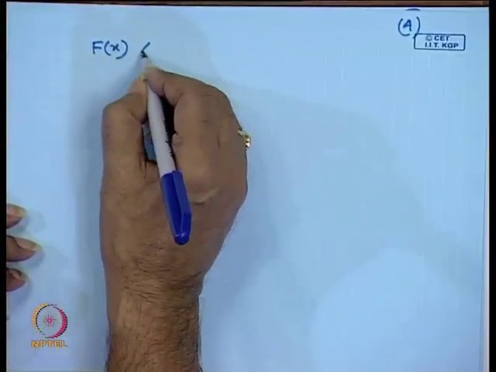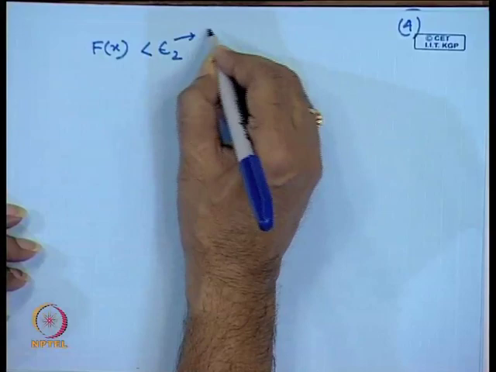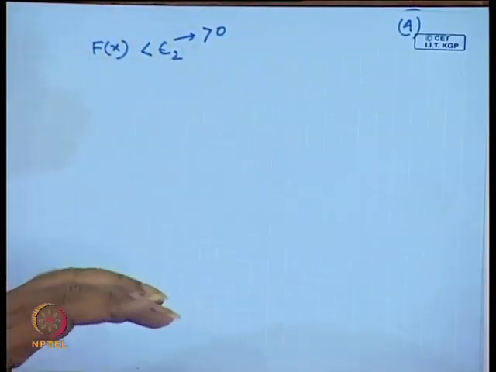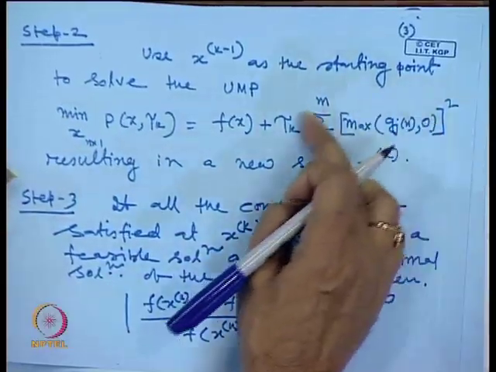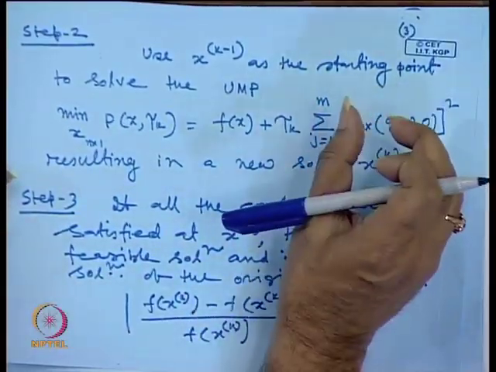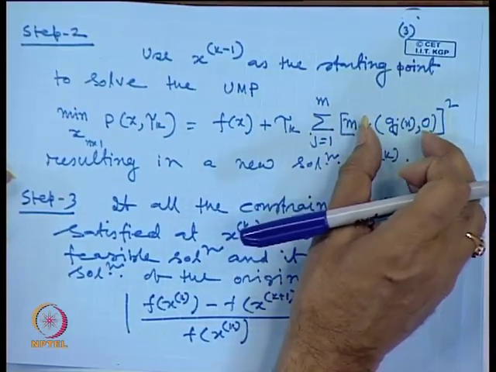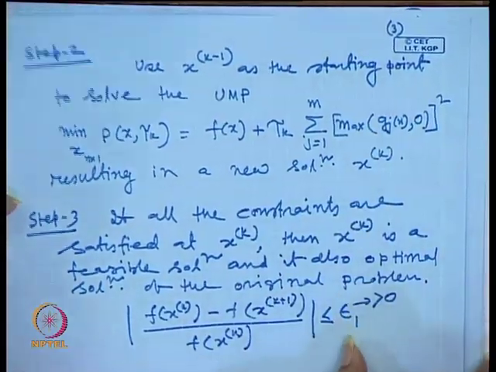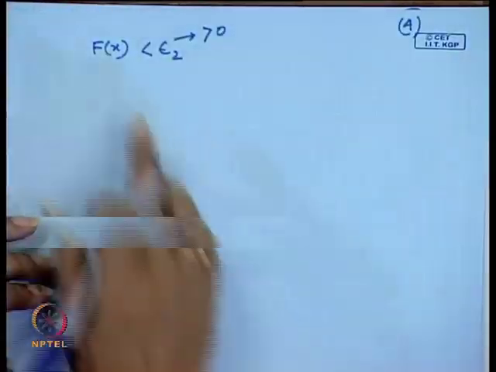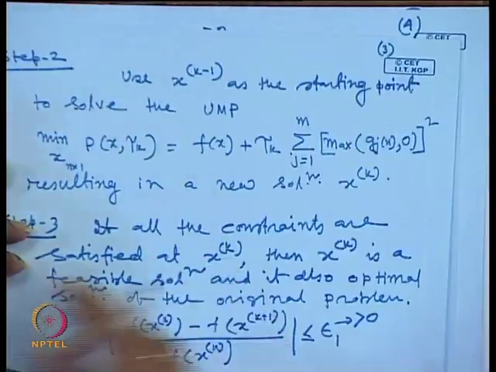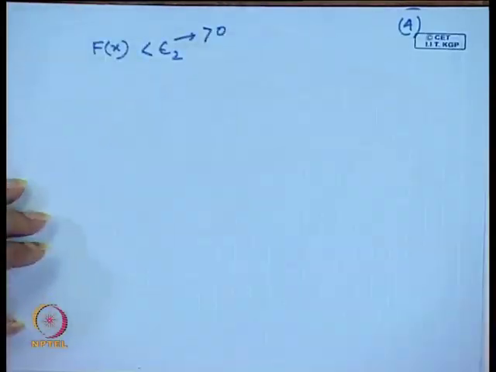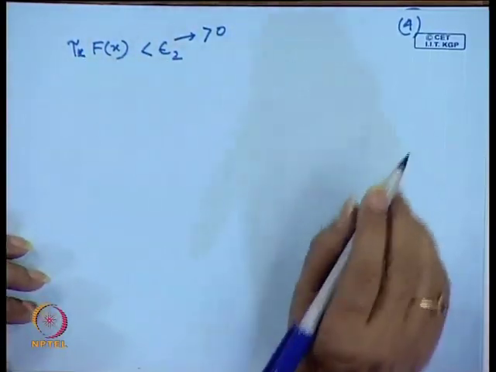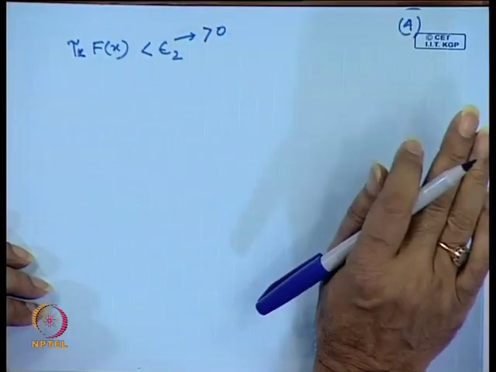So, if this value is less than some epsilon, where epsilon is greater than 0, that means, if you look at our objective function or penalty function, if this term is a very small quantity, then you can stop the iterations. That means, if f of x into tau is a small quantity, then you can stop the iteration.